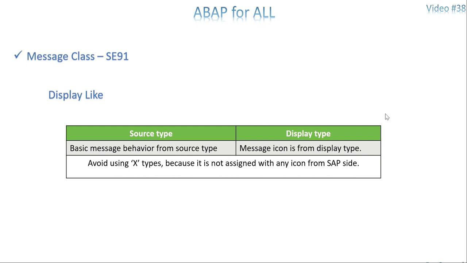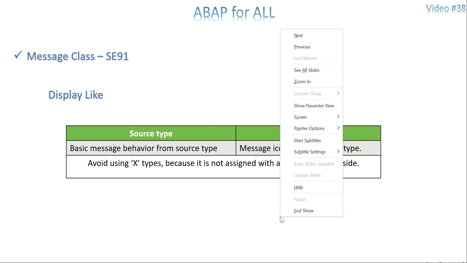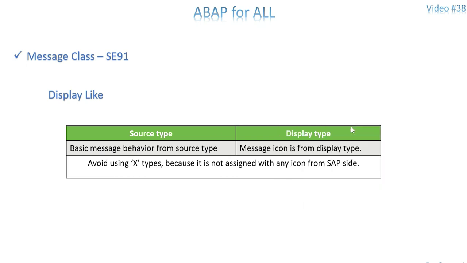So here, the basic message behavior comes from the source type. If it is an error, it keeps whatever the properties of the error are. So if it is an error, it won't go to the next program flow until we correct the error. If it is a warning, if you press enter, it will go.